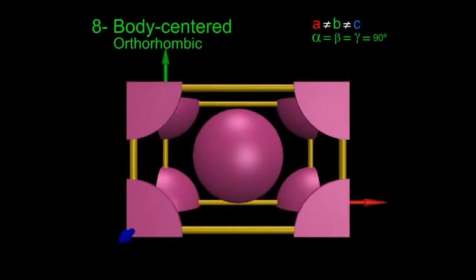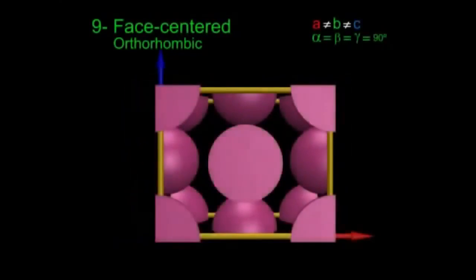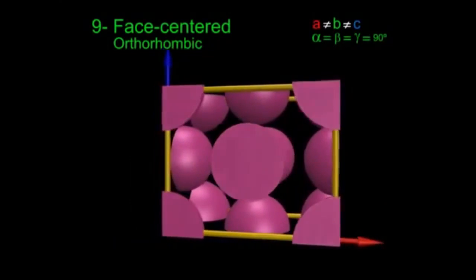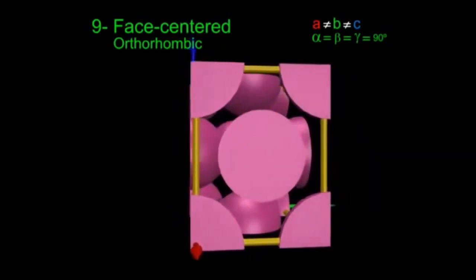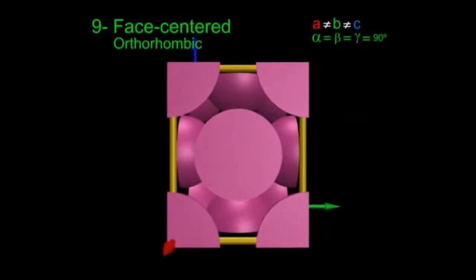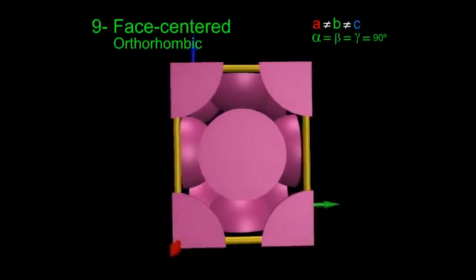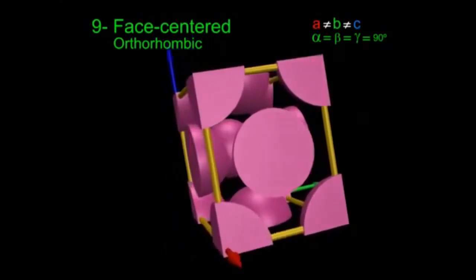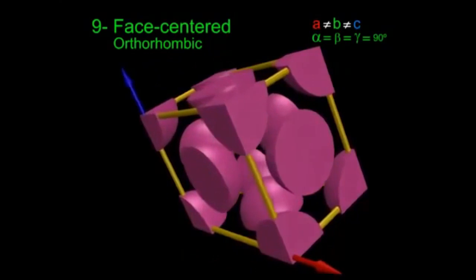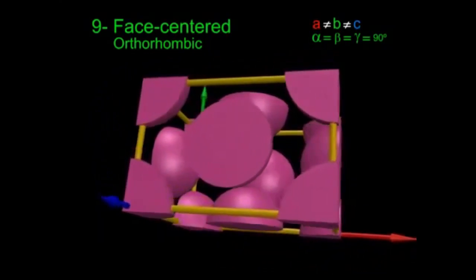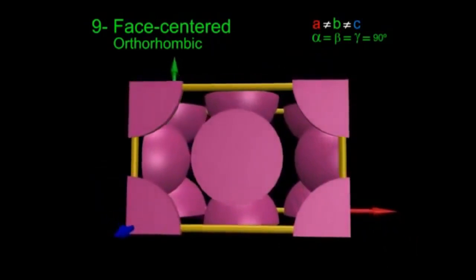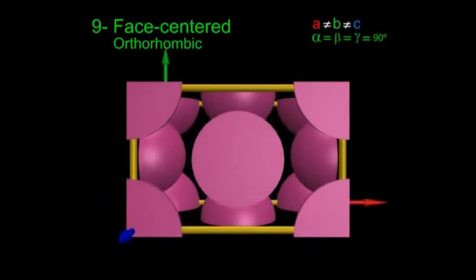This is the third one of orthorhombic. And the fourth one of orthorhombic is face centered orthorhombic. Here, in addition to corner atoms, we have 6 face atoms on the 6 faces of the unit cell. All sides are unequal. A is not equal to B is not equal to C, but all angles are equal. That is, alpha is equal to beta is equal to gamma, and it is equal to 90 degrees. This is face centered orthorhombic.